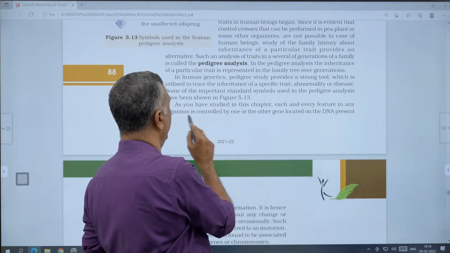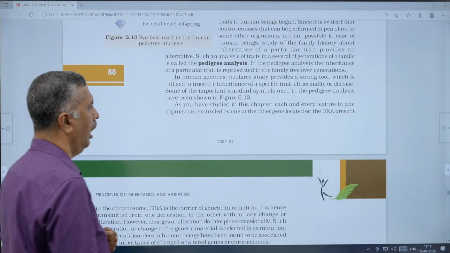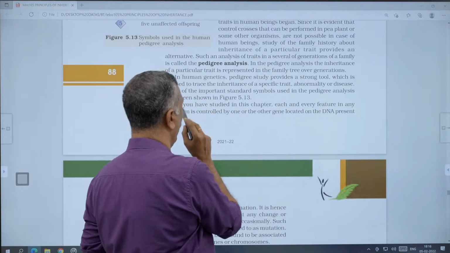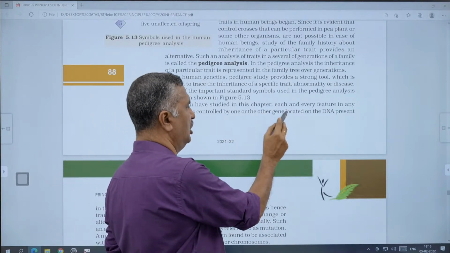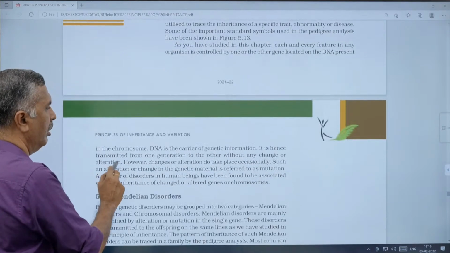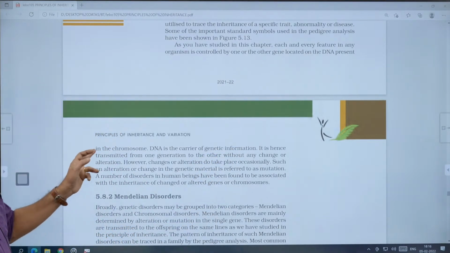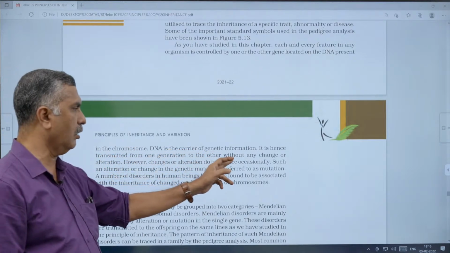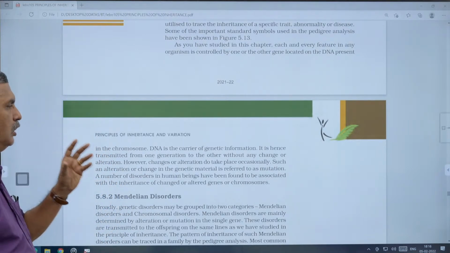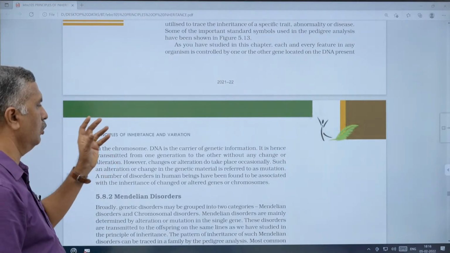Each and every feature in any organism is controlled by one or the other gene located on the DNA present in the chromosome. Okay, so we studied at the beginning of this chapter that each and every feature, meaning character, in any organism is controlled by one or the other gene located on the DNA, and it will be present in the chromosome. Then DNA is the carrier of genetic information, and it is hence transmitted from one generation to the other without any change or alteration. Normally those characters will be transmitted without any change, hence transmitted from one generation to the other without any change.